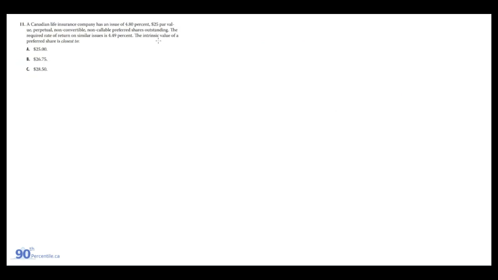A Canadian life insurance company had an issue of 4.8%, $25 par value, perpetual, non-convertible, non-callable preferred shares outstanding. So there's a bunch of stuff going on here; they're just trying to throw you off once again. The required rate of return on similar issues is 4.49%. The intrinsic value of the preferred shares is closest to what? So we went over this previously.